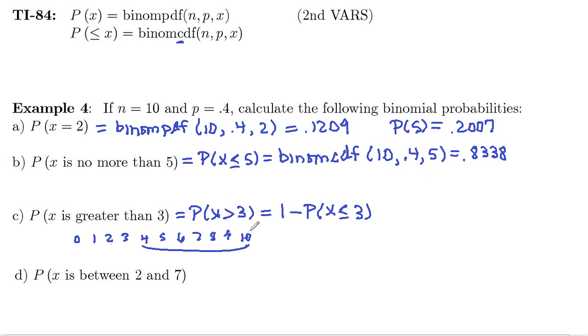So remember the complement rule? To get the probability of the complement or the opposite, you subtract from 1. Well, this one we can do with binomial CDF. So this is going to be 1 minus binomial CDF, and then that's going to be 10 trials, p is 0.4, and it's less than or equal to 3. Okay, and we can enter it in just like that. And let's go ahead and do that.